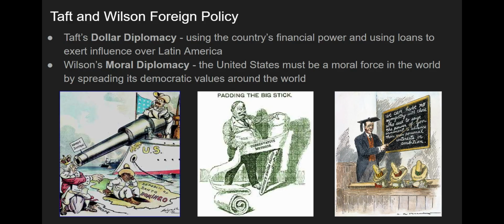So we just finished talking about Roosevelt's foreign policy, known as big stick diplomacy. He's going to enforce the Monroe Doctrine. He's going to use military power to get what we want. When Taft becomes president, he uses a different approach.